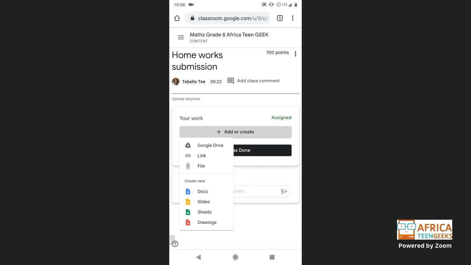Either you saved it on your phone files or your Google Drive. If you have the assignment that you need to submit on your Google Drive, you will press Google Drive. If you have it in your files, you will press file. Let's say you have it in your downloads or your documents or whatever, you will press file. Okay, so let's press file then.